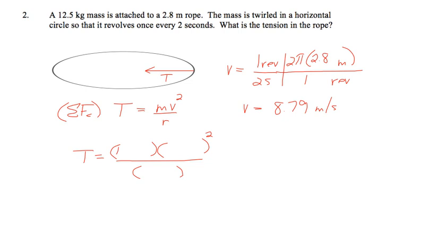So the mass is 12.5 kilograms. The V is 8.79 meters per second. And the radius is 2.8 meters. And whatever that is, I hope it's close to 345 newtons. I think that's the answer I have for that. Yeah, 344.9. If using these numbers, so if I'm rounding off, I get 345.